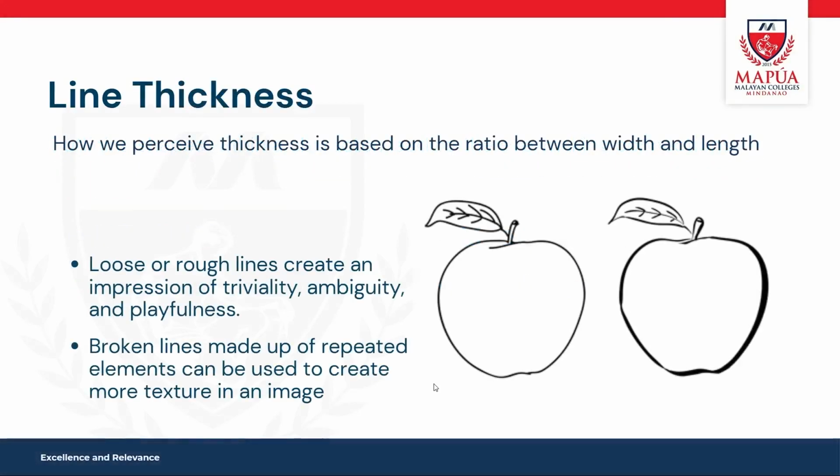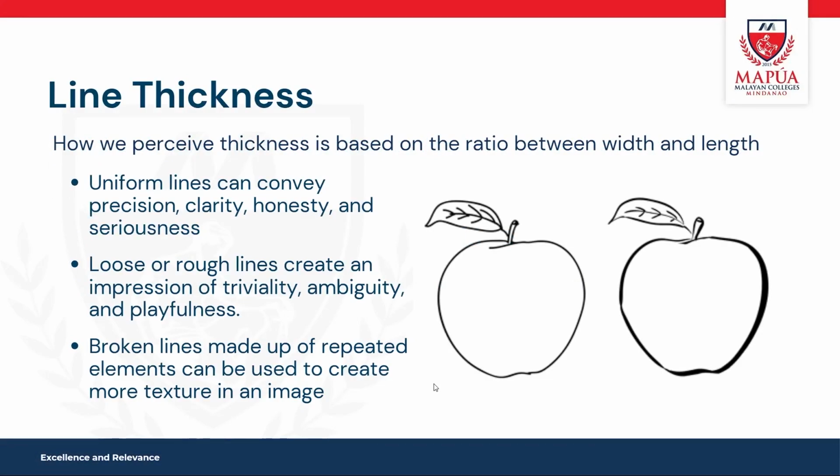So when we say line thickness, this is how we perceive thickness based on the ratio between width and length. So there is a consistent type of thickness and there is an inconsistent type of thickness when it comes to creating a line. So lines are technically one-dimensional and are therefore infinitely thin. So in order to perceive the line, some certain level of thickness has to be shown.